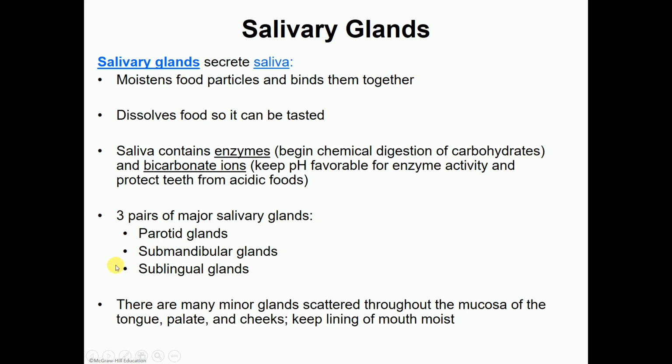We have 3 pairs of major salivary glands. There are the parotid glands by the ear, the submandibular glands under the mandible, and the sublingual glands under the tongue. And there's a right and left, so there's a pair of each of these. And just very recently, there were what are known as tubular glands that were also discovered.